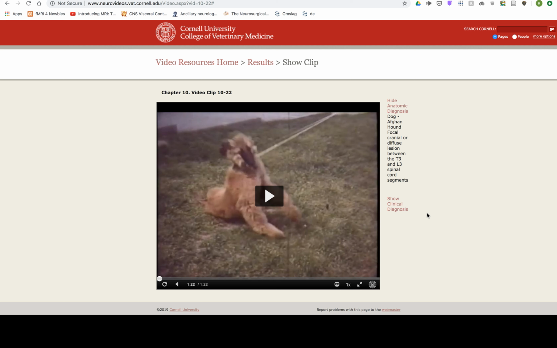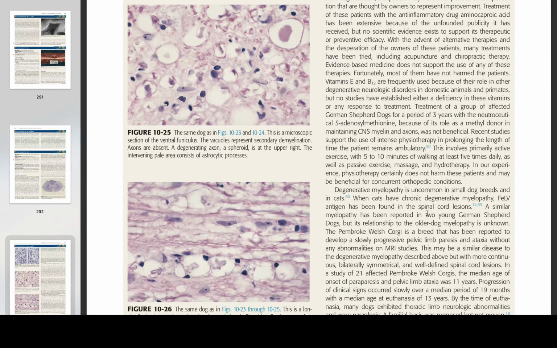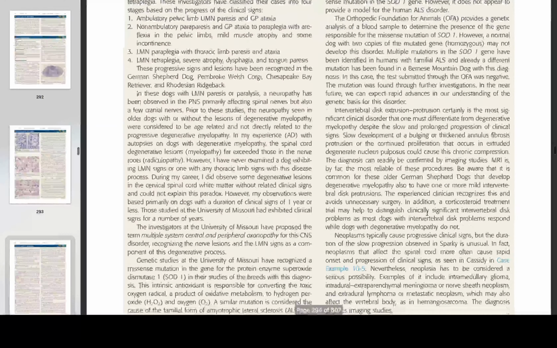Afghan hound myelinolysis. Afghan hound myelinolytic encephalomyelopathy is inherited as an autosomal recessive gene disorder. It is a unique primary demyelination that causes necrosis of myelin but spares the axons. It appears to start in the myelin in the mid-thoracic spinal cord segments and to progress cranially and caudally.